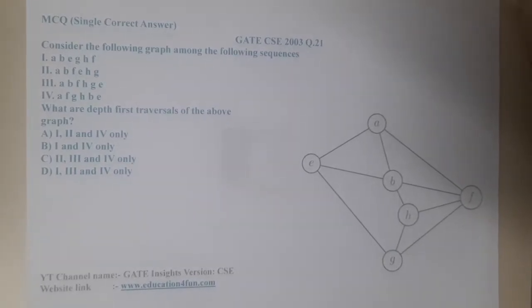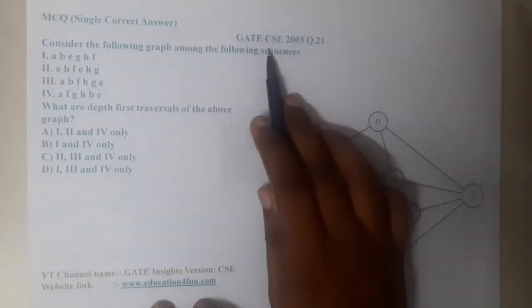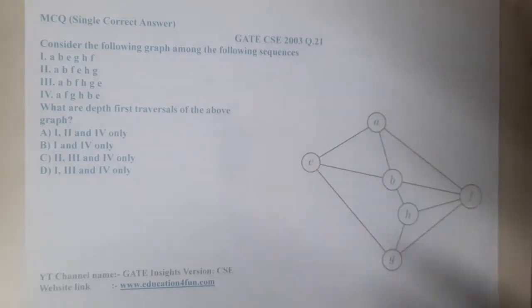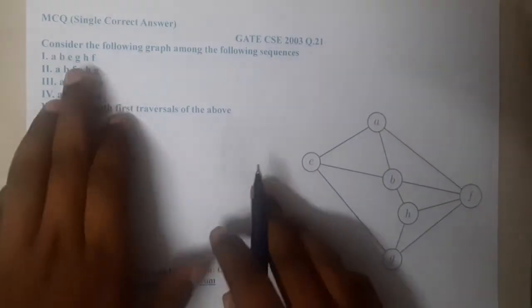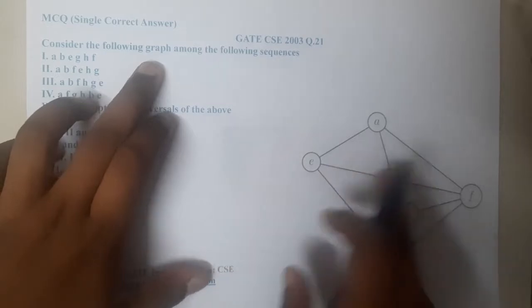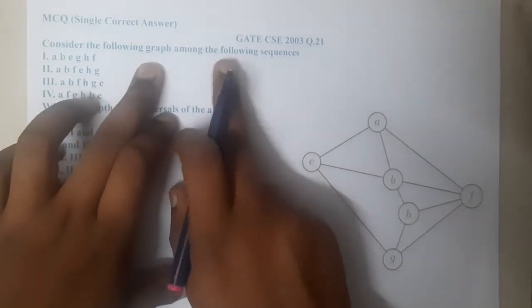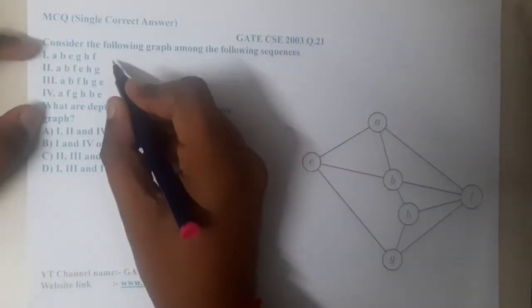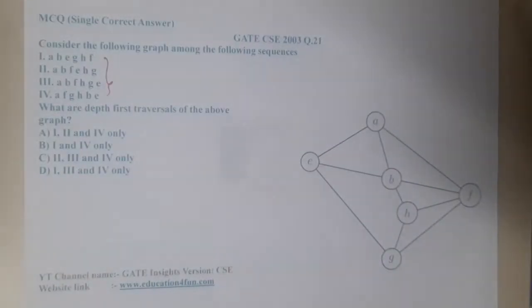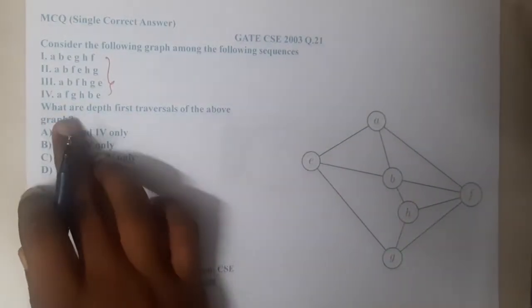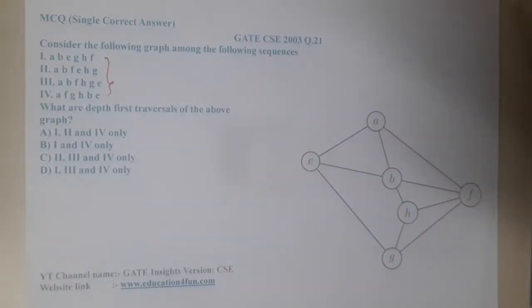In this lecture, let us go through the next question, that is GATE CSE 2003 question 21. So the question is, consider the following graph. Among the following sequences, they give 4 different sequences, and the question asked here is, what are the depth first search traversals?